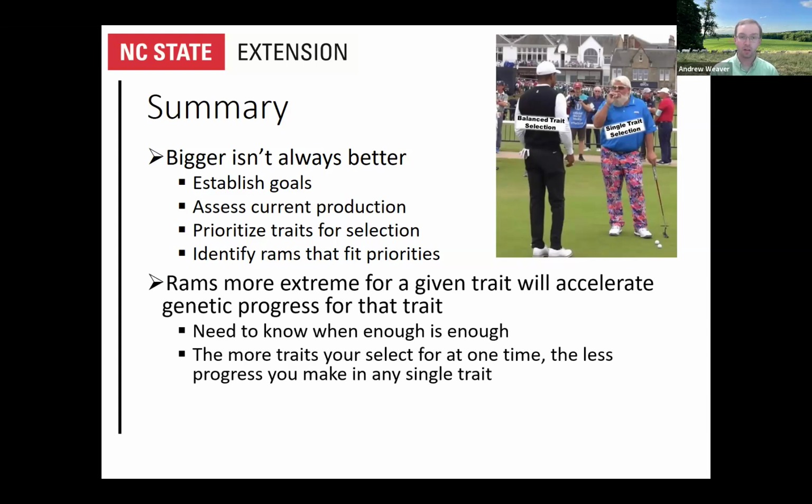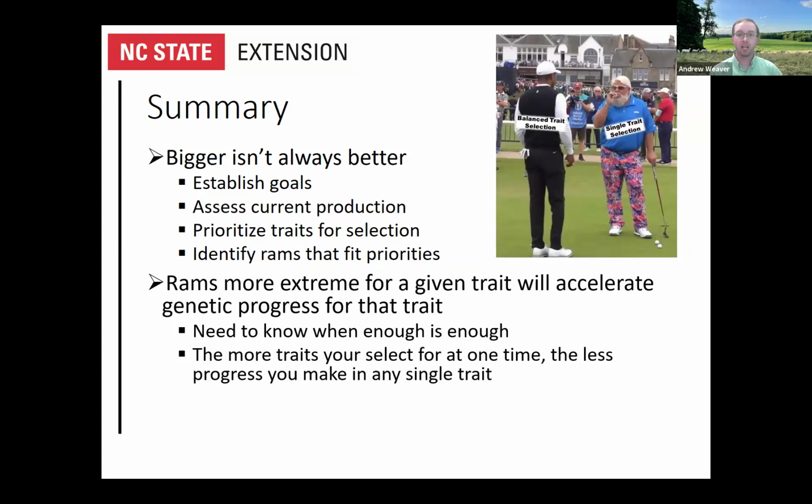Rams that are more extreme for a given trait will accelerate progress for that trait. But you need to know when enough is enough. A trait like fecal egg counts we can probably push pretty hard towards the extreme side. Lower fecal egg counts are almost always better, right? Lower fecal egg counts mean more parasite resistant ewes that are more fit and adapted to a forage-based environment. That's going to be a positive thing.